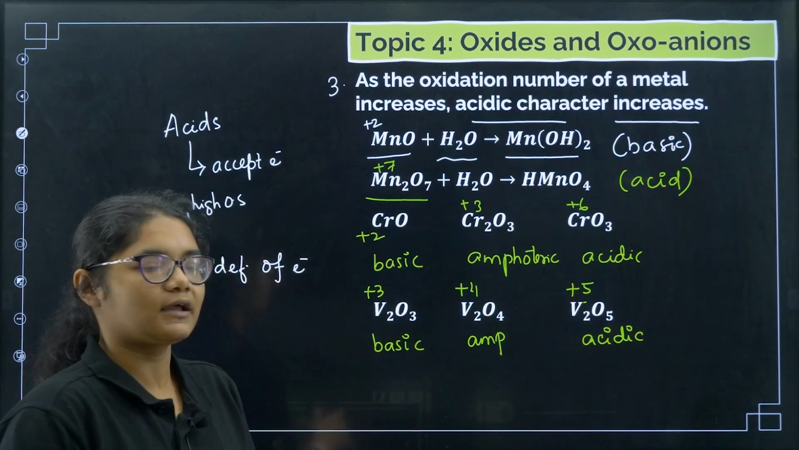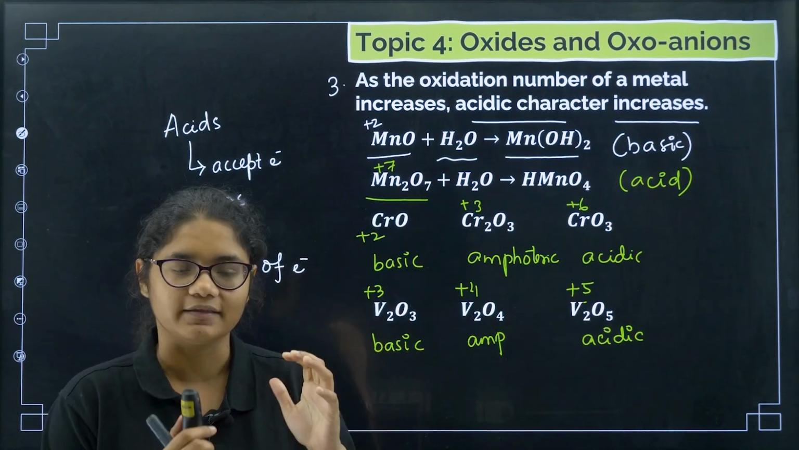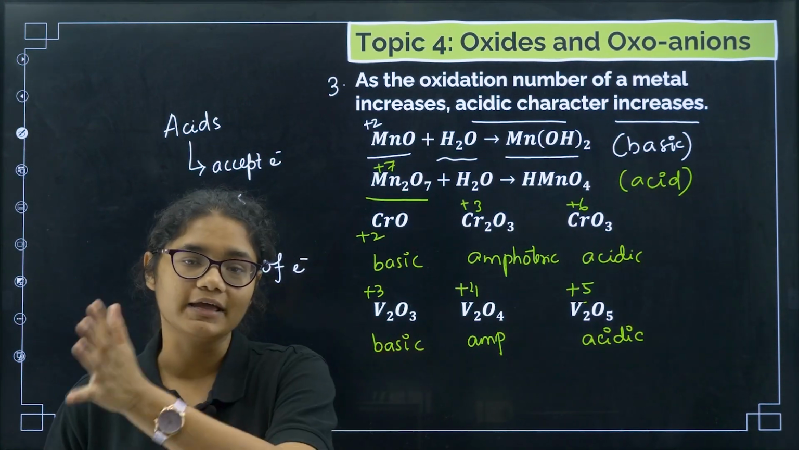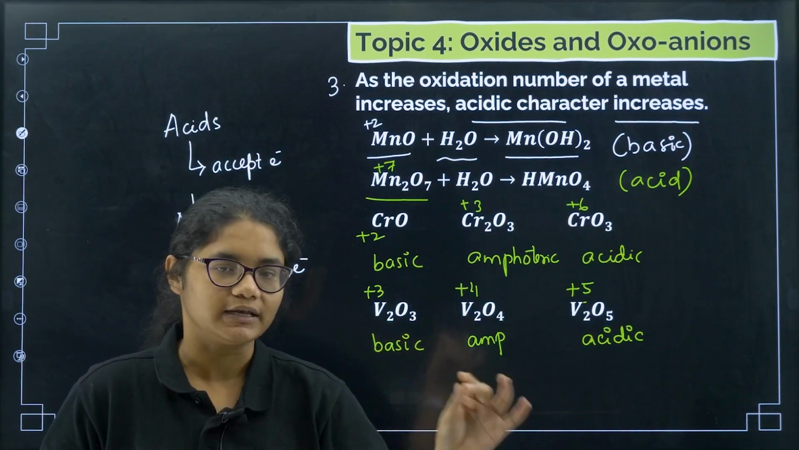Okay, so what conclusion can we take here? If the metallic oxides are lower in oxidation state, they are generally basic. If they are in a higher oxidation state, they are acidic. If they are in between, they are amphoteric oxides.